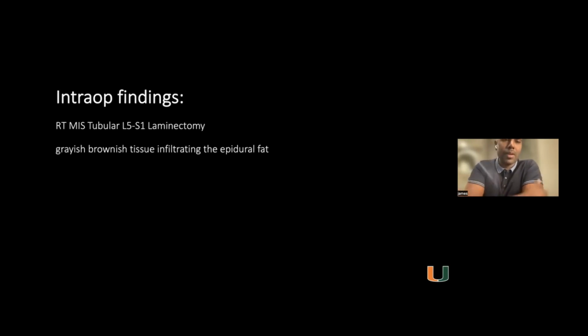So here, what was done was a right-sided MIS tubular L5-S1 laminectomy. S1 was the lion's share of the work there. And once we took down that lamina, underneath in the epidural fat area, there was this grayish-brownish tissue that was infiltrating the fat. And now we'll go to the pathology.